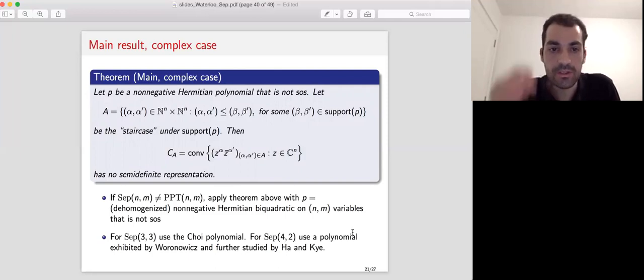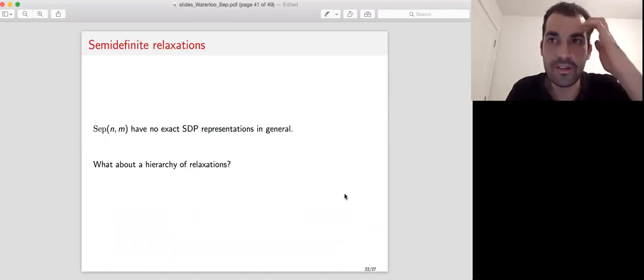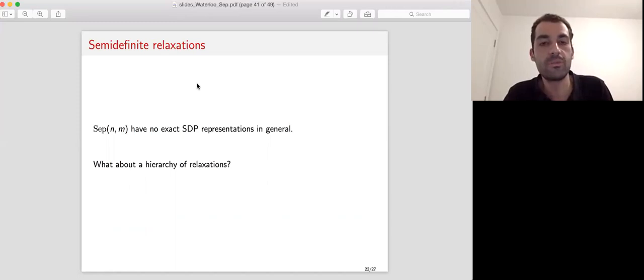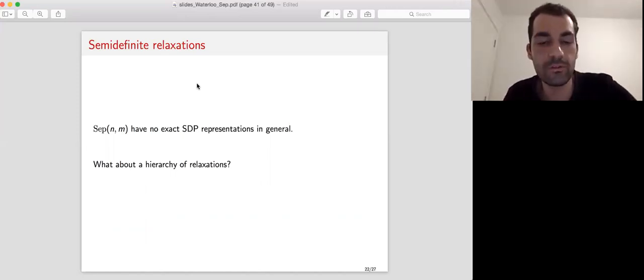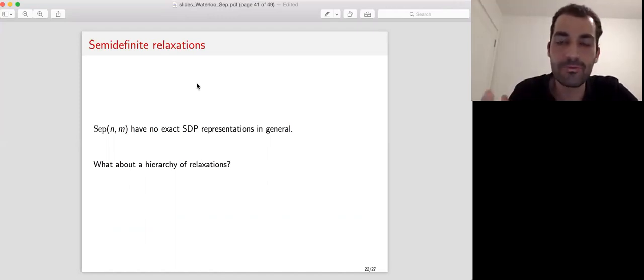So this is really just the proof of the theorem that I wanted to say. That shows that the set of separable states has no SDP representation in general when n plus m is bigger than 5. Okay, so I want to move, in the last maybe 5 or 10 minutes, to a more positive aspect. I cannot represent SEP exactly using SDPs. Can I approximate it, and if so, what's the convergence rate and so on? But maybe before I do so, are there any questions about the proof?